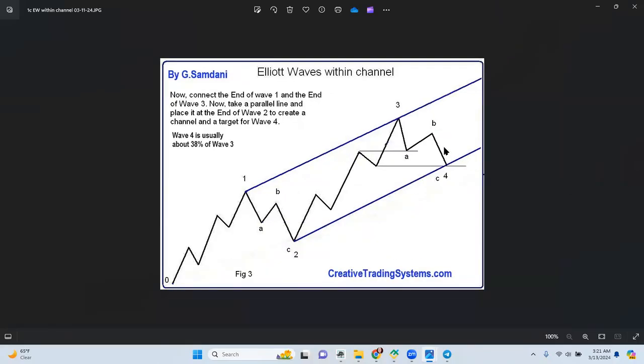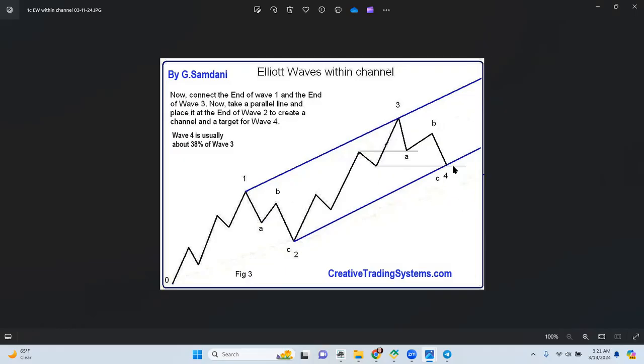And then after that comes wave 4, and how you find the target. Wave 4 is usually 38% of wave 3. It could be 50 or 61%, or as low as the high of wave 1. The rule, not the law, says that wave 4 should not come inside the territory of wave 1, which is this high. So wave 4 can come and touch the wave 1 high, but not go below that.